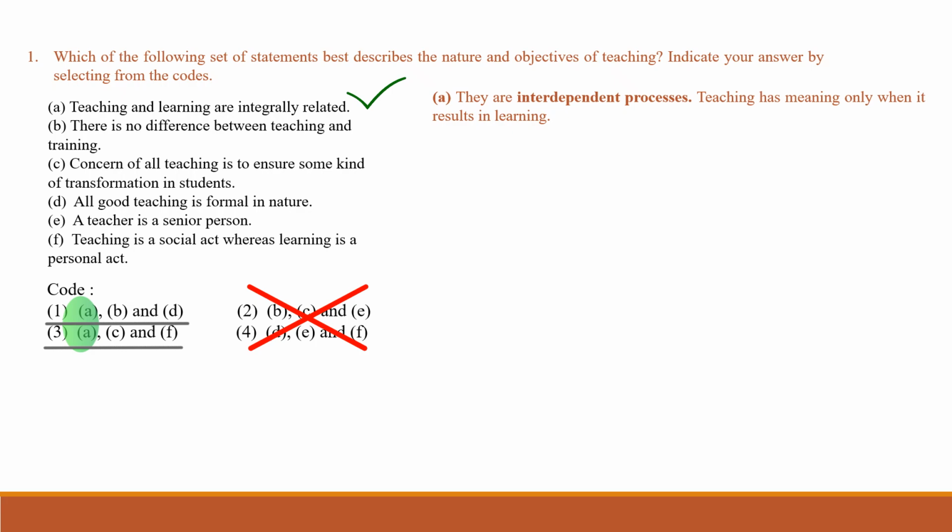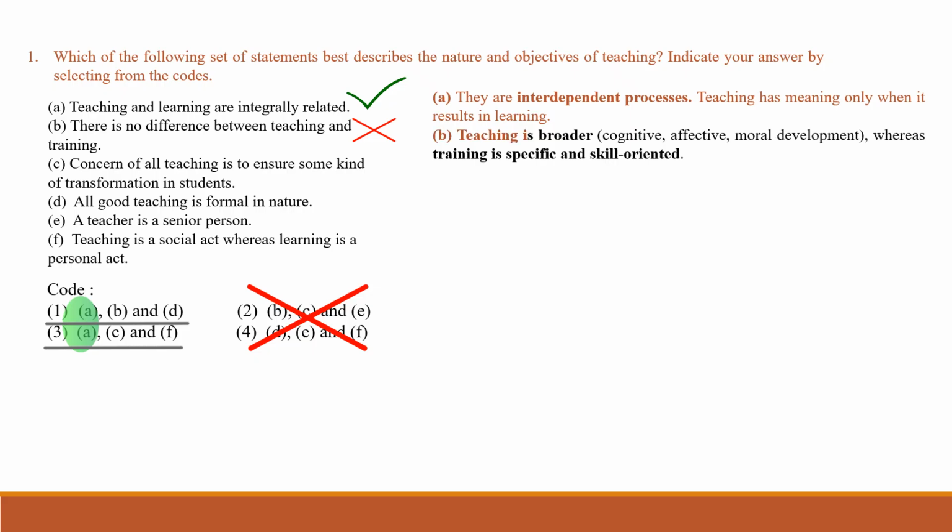Option B. There is no difference between teaching and training. This statement is incorrect. There is a clear difference between teaching and training. Well, teaching is a broader concept that aims at the holistic development of an individual, whereas training is very specific and skill-oriented. Since code 1 includes option B, which is the wrong statement, we can eliminate code 1 here. Therefore, our answer is code 3.